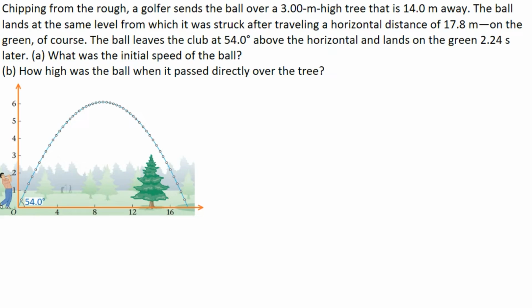In the last video, we discussed the general launch angle. Now we'll take a few examples on the general launch angle. This is the first example, where a golfer hits the ball at an angle of 54 degrees above the horizontal, such that the ball crosses over a 3-meter high tree which is 14 meters away from the origin. That is, this distance we have 14 meters.